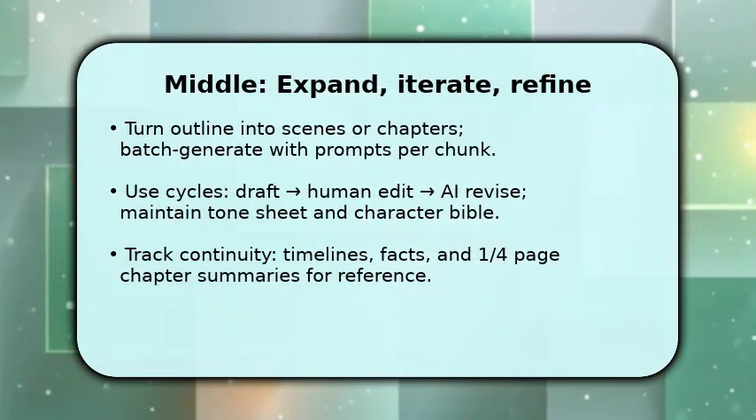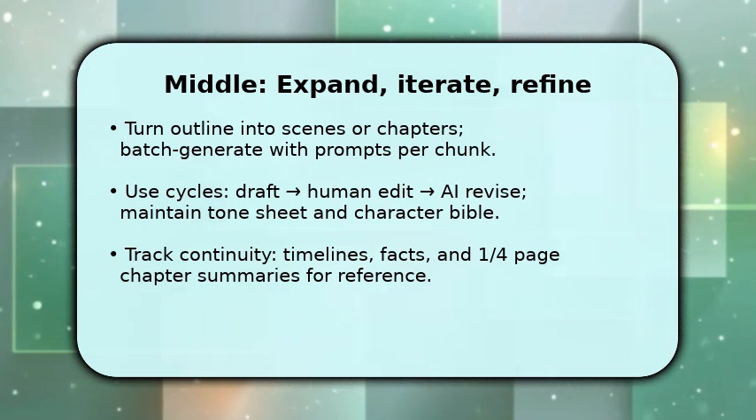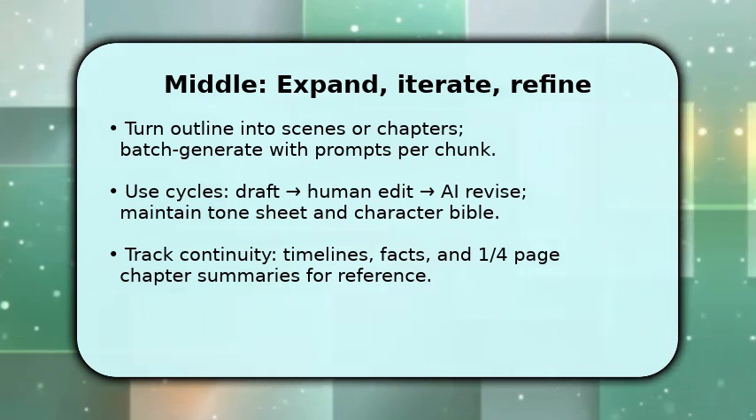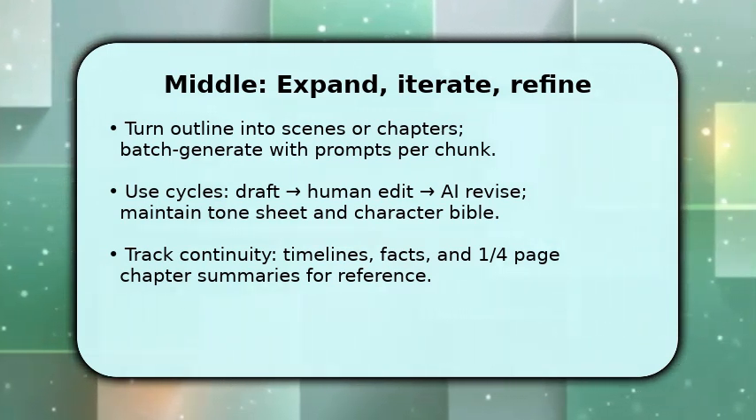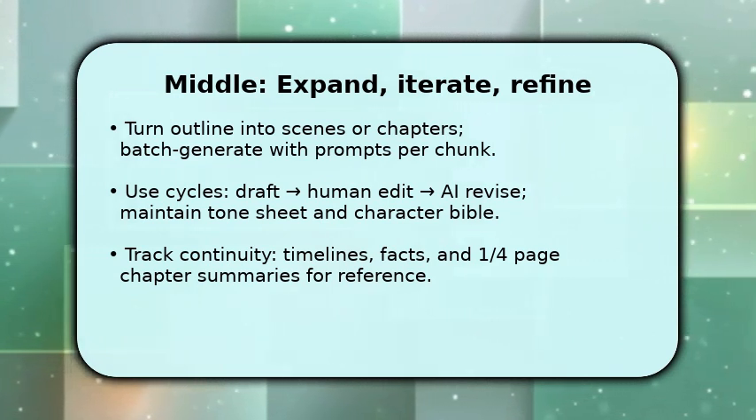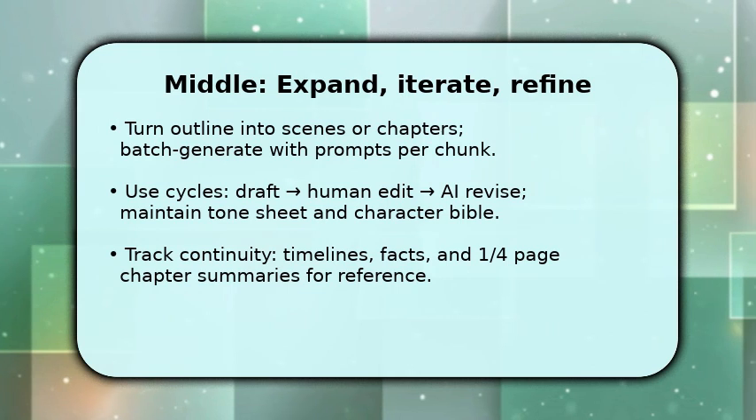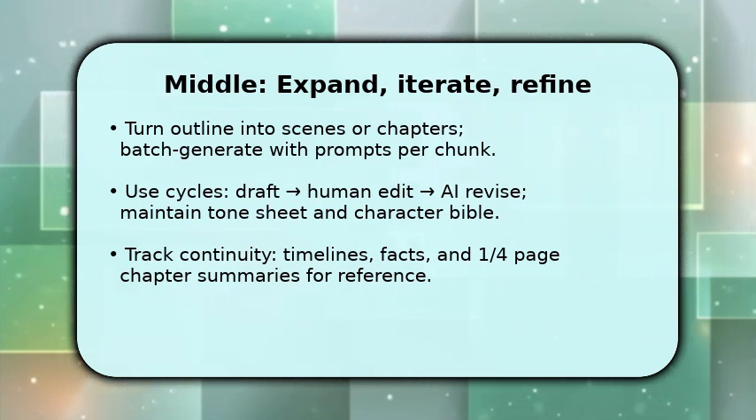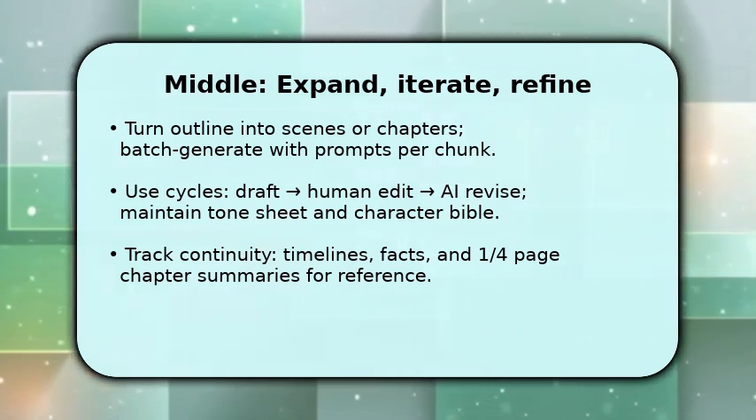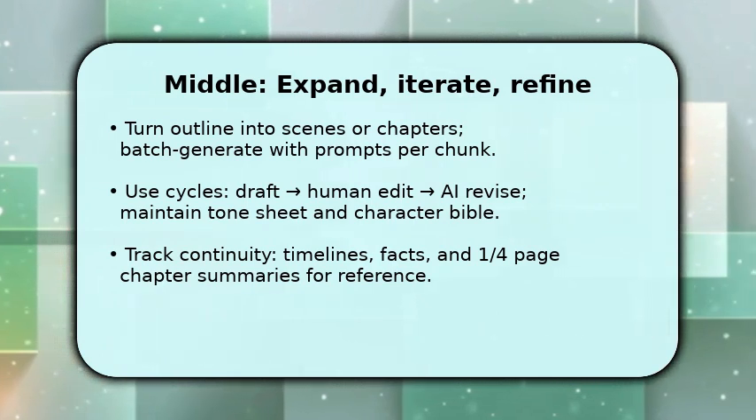Request 1,500 word drafts for one scene or chapter at a time. After each AI draft, perform a human edit to fix voice, pacing, and factual continuity, then prompt the AI to revise based on your edits. Make and update a tone sheet and character Bible so the AI preserves consistency.